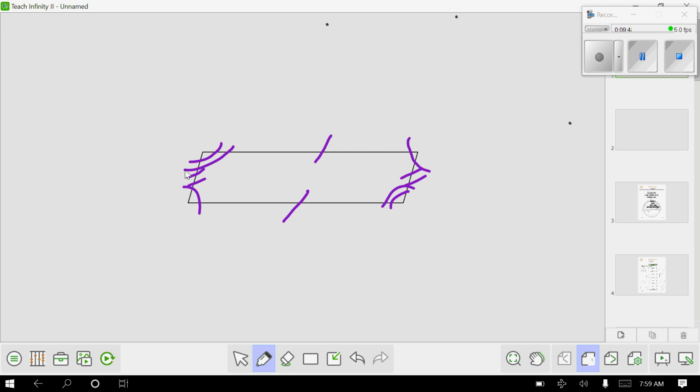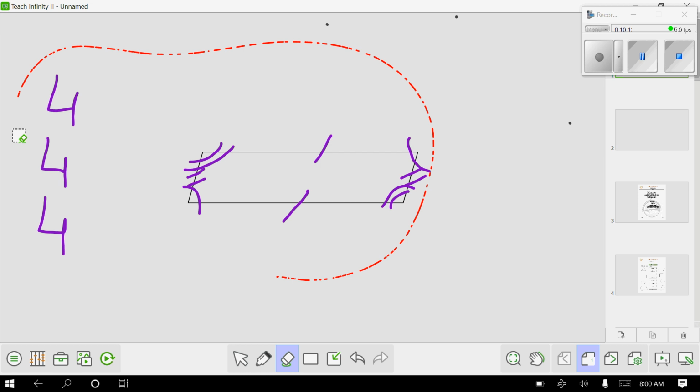So how many sides for the parallelogram? Four. How many vertices? Four. And how many angles? Four. We call this group quadrilaterals, because they are polygons with four sides. Let's go to the next 2D shape.